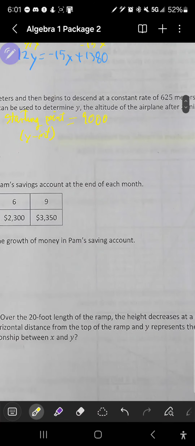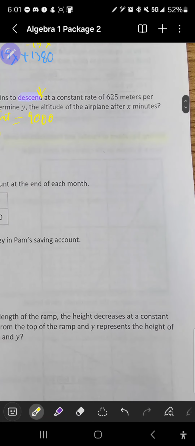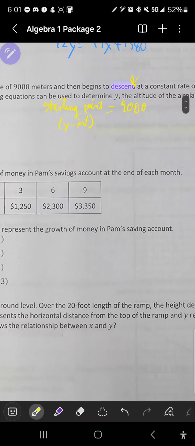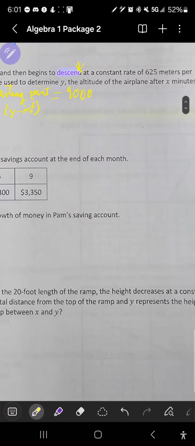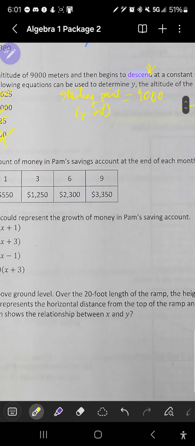Now it says that it is descending. Descending is going down, at a constant rate of 625 meters per minute. So it's going to be 625 meters per 1 minute. So rise is 625. Run is 1 minute, but since it is descending, it will be negative. Now we want to find an equation for y.